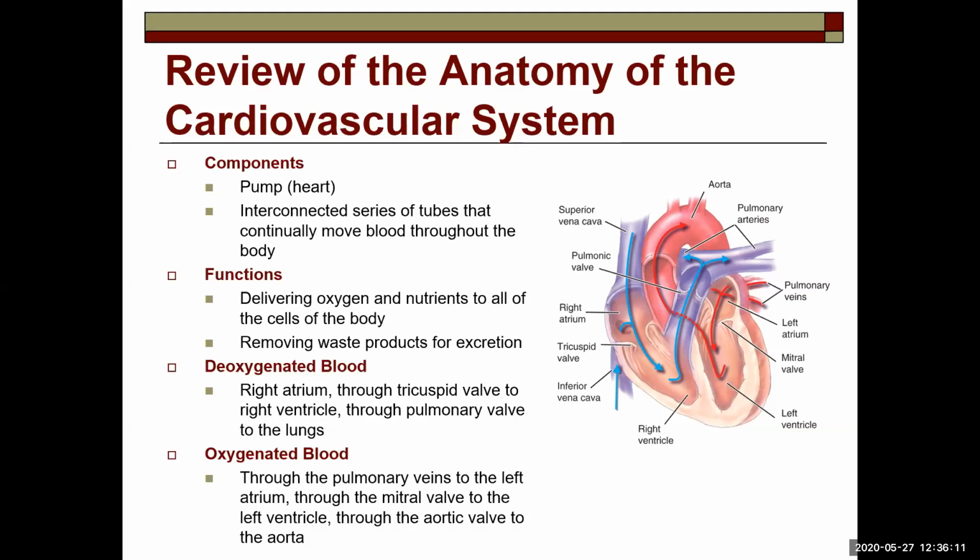So if you remember, the heart is a pump, and it consists of muscles and blood vessels. We have the large blood vessels within the heart. We have the aorta and the pulmonary trunk. These are the two largest blood vessels we have inside. Then we have the pulmonary arteries, the pulmonary veins. We have the superior and inferior vena cava going into the right atrium.